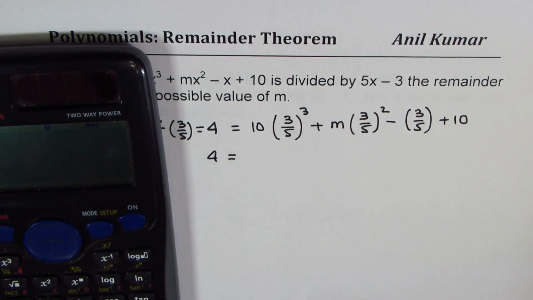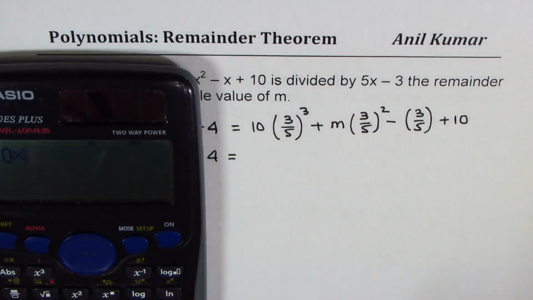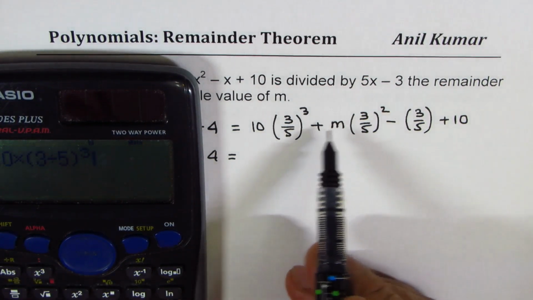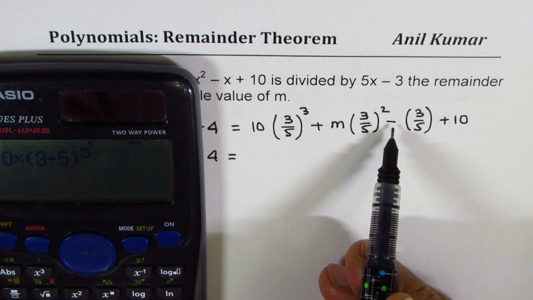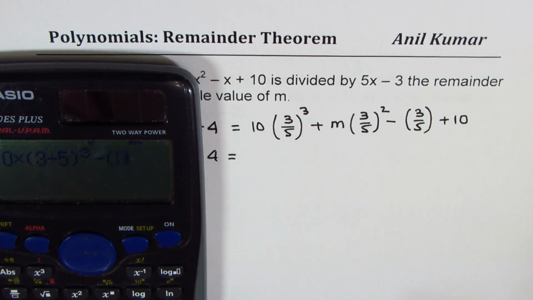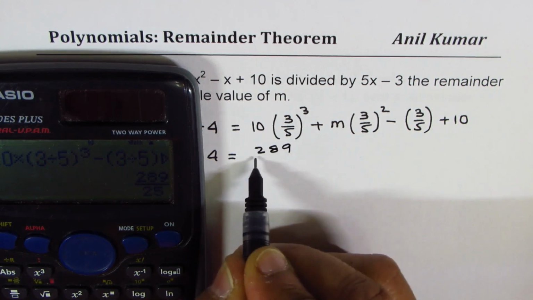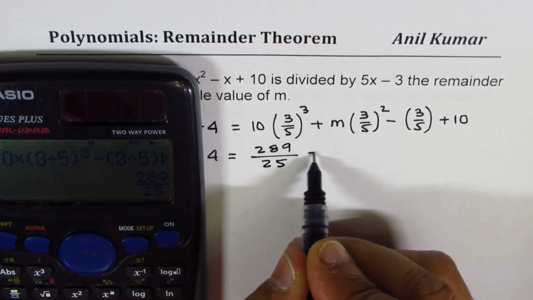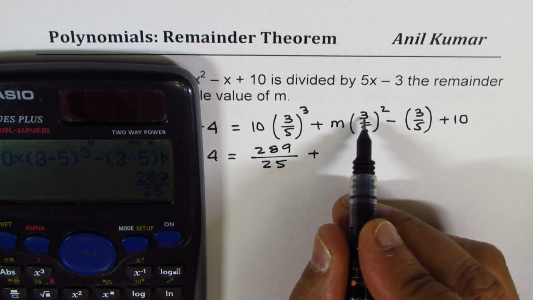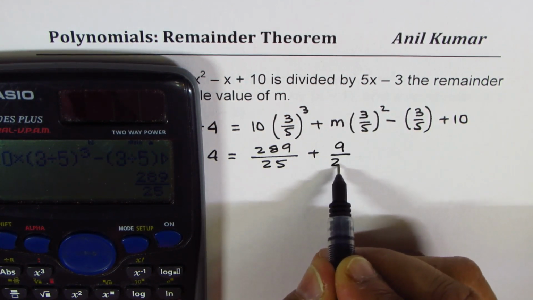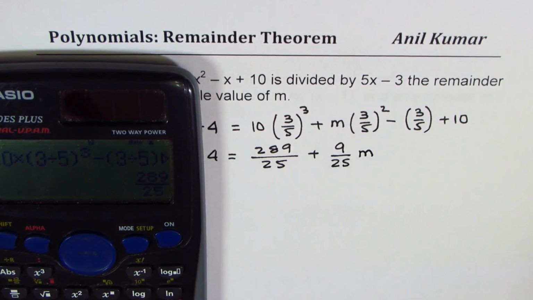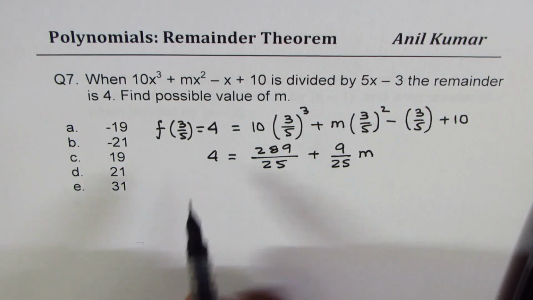So let's do 10 times within bracket 3 divided by 5 whole cube. So I'm missing this out because of m, and I'm doing minus within bracket 3 divided by 5 plus 10 equals 2. So we get 289 over 25. So we get 289 over 25 plus m times, this is 9 over 25. 9 over 25 m. Does it make sense, right? Now we'll take it to the left side.